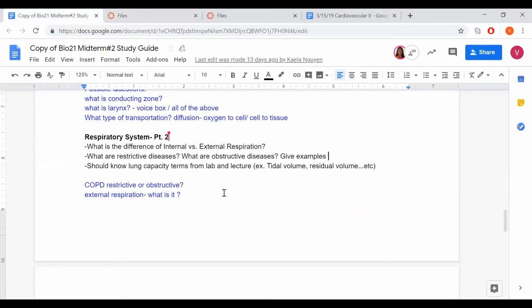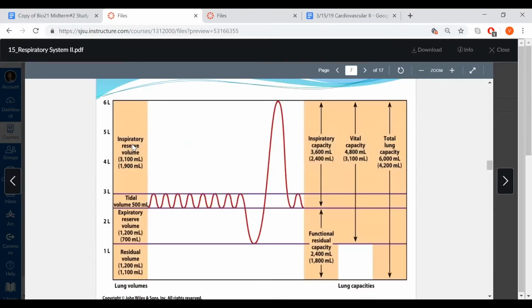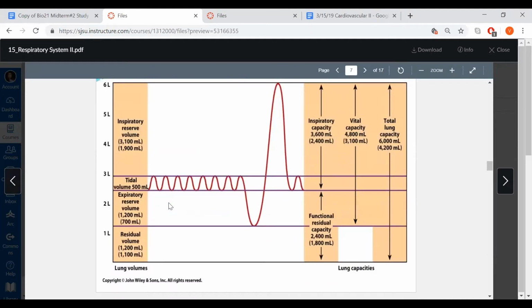So you should know specifically this graph that she put in her slides, and these terms right here. So Kaela, do you want to go over this slide? Okay, so what these mean, we can go over it really fast.